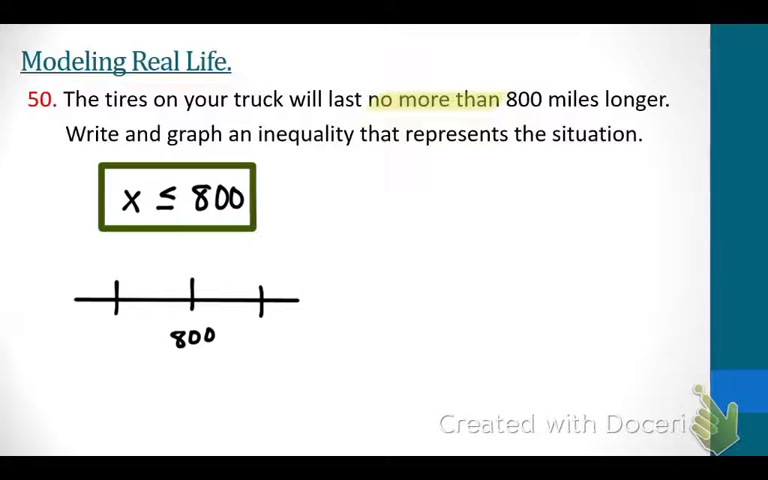Very good. All right, so is this going to be open or closed? It is closed because there's an equal sign, and it says all solutions are less than 800, so which direction should it go? Which way is less than 800? Okay, going to the left, 799.